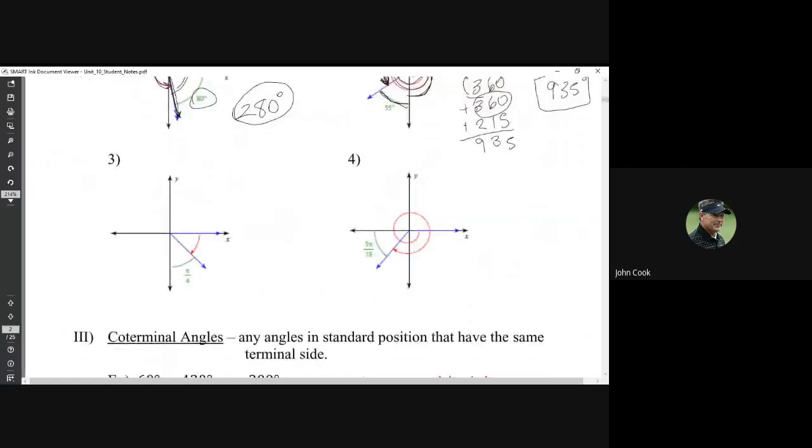Okay, let's move on to the next one. It looks like this one's going clockwise because it's starting in standard position and making its way downwards. And it's also going to be answered in terms of radians. Okay, so here's where converting from degrees to radians may help you out.